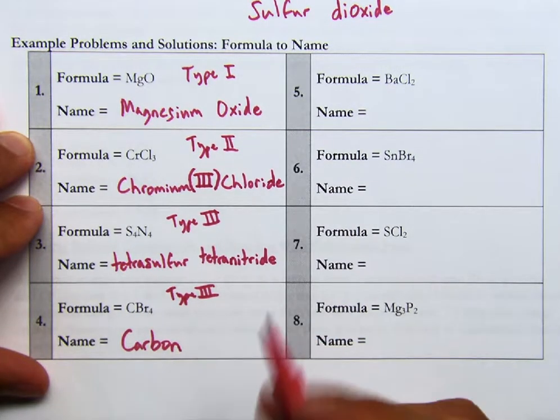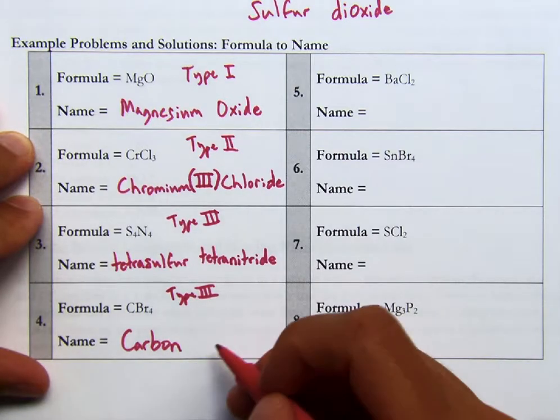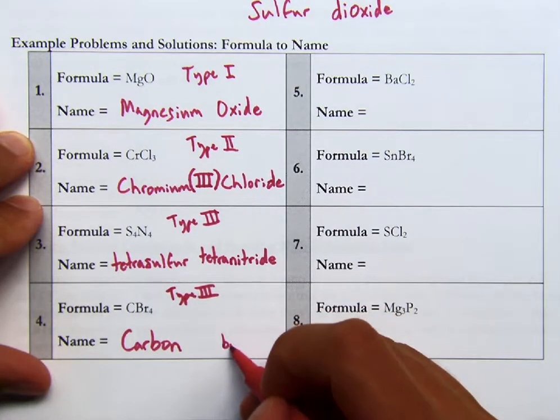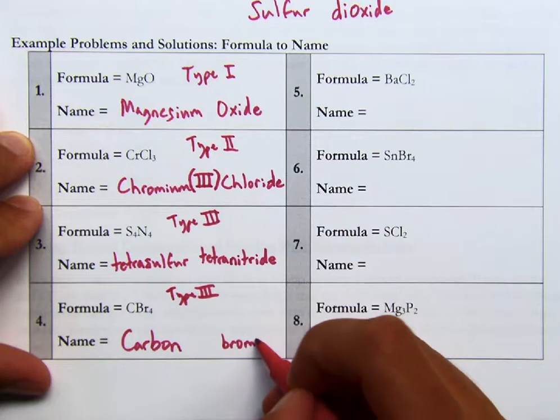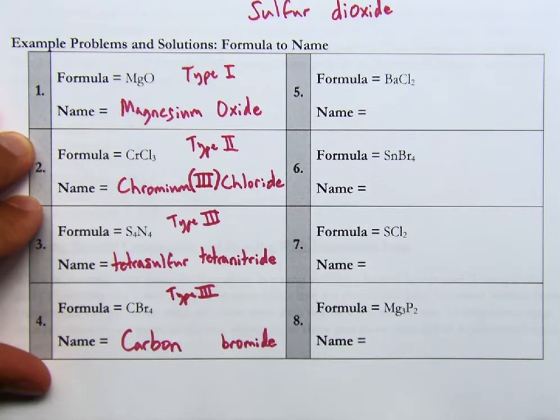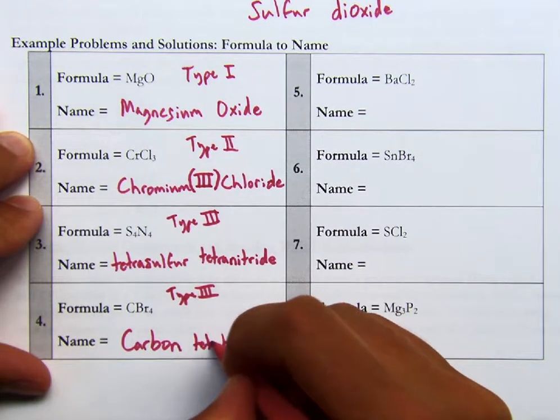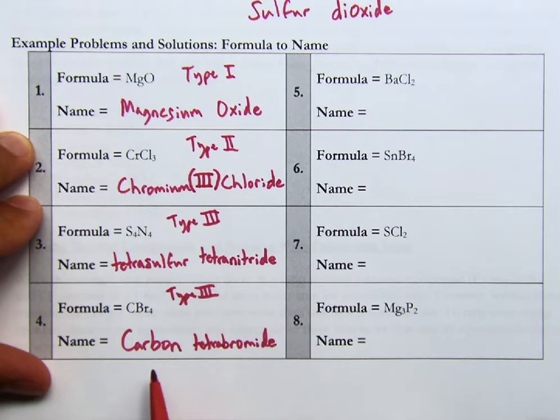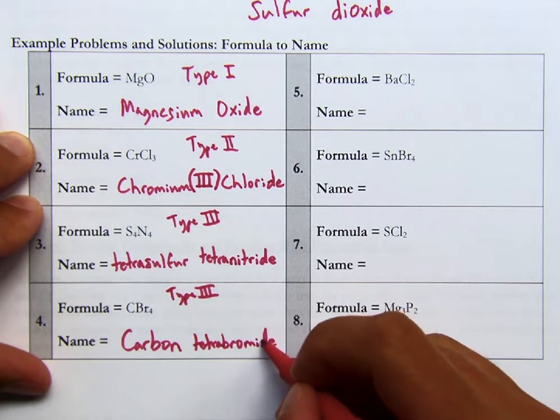And then I have bromine. Bromine becomes bromide. And then you have 4 of them, so it's tetrabromide. Carbon tetrabromide. Carbon and 4 bromines. Make sure it's bromide.